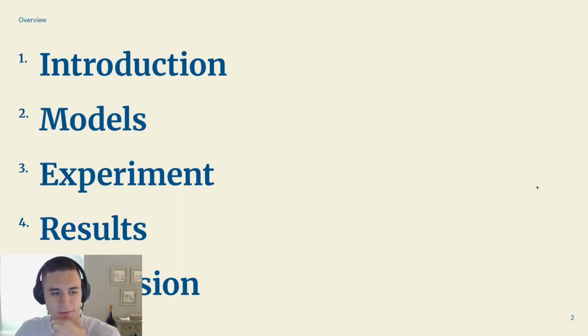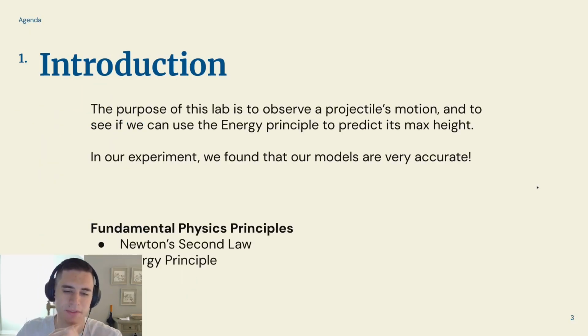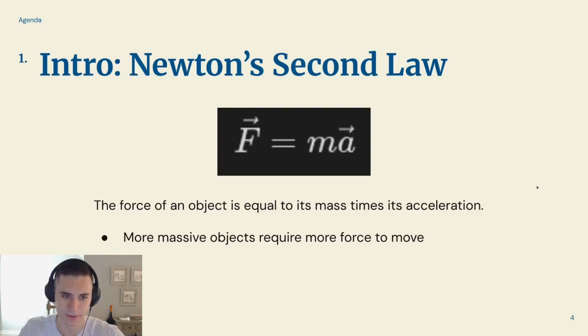So here's a brief overview. The purpose of this lab is to observe a projectile's motion and to see if we can use the energy principle to predict its max height. In our experiment, we found that our models are actually very accurate at predicting the max height, and the fundamental physics principles that we're going to be applying are Newton's second law and the energy principle.